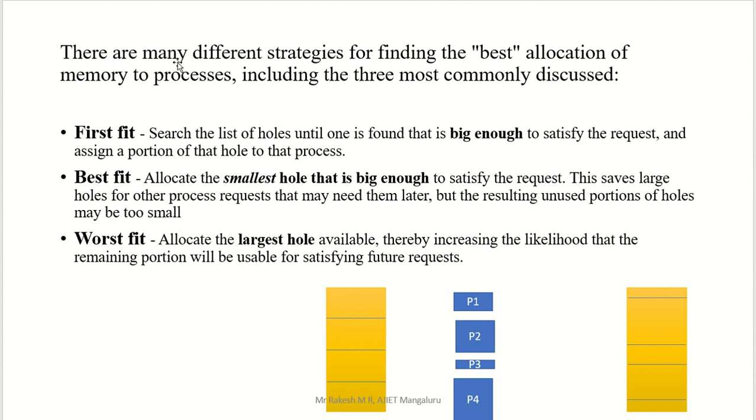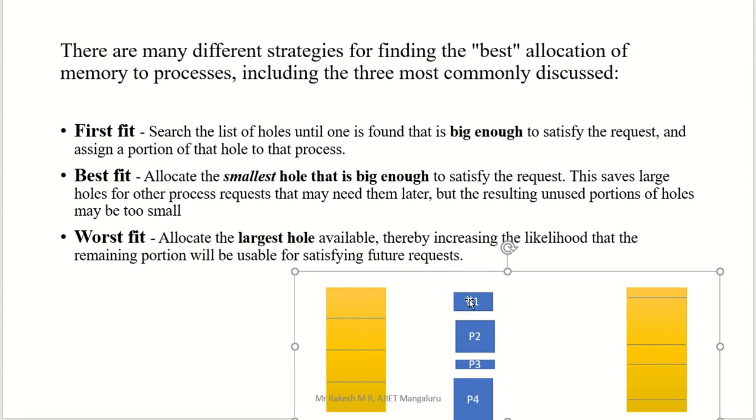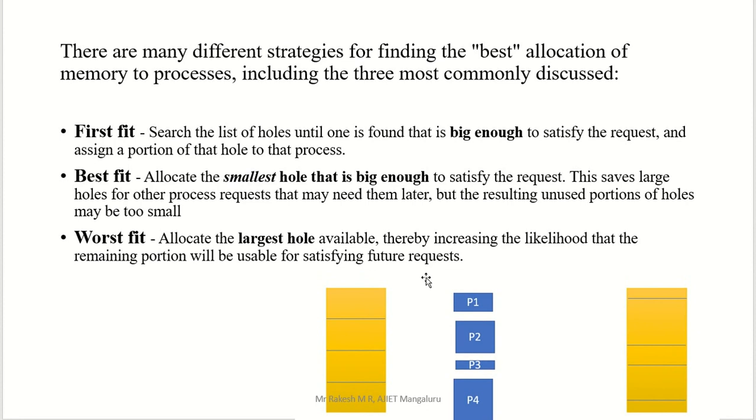What do you mean by first fit? First fit means search the list of holes until one is found that is big enough to satisfy the request, and assign a portion of the hole to the process. We are going to move that particular process inside your memory. That is one method. First fit means we are going to move that.